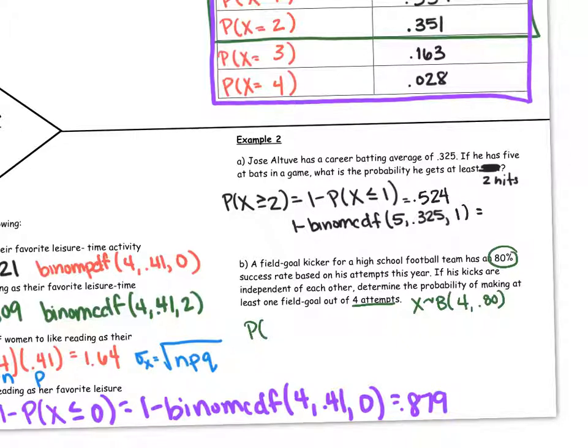We want to see if he makes at least 1. So at least 1 will be the probability that X is greater than or equal to 1, right? What does that mean if you're kicking 4 times? You can make 1, 2, 3, or 4. What can you not make? 0. So this is just 1 minus the probability that X is less than or equal to 0, which is 1 minus binomial CDF. Your N is 4, your P is 0.8, and your X is 0.